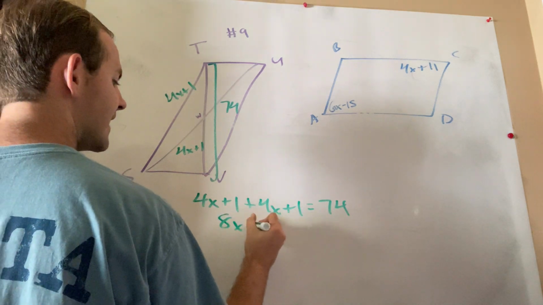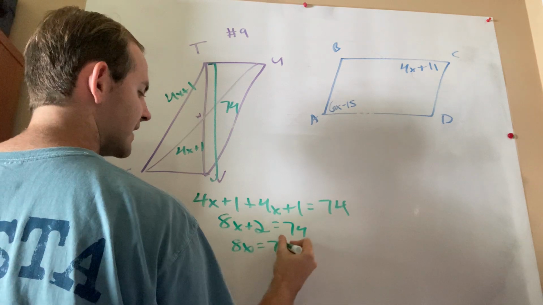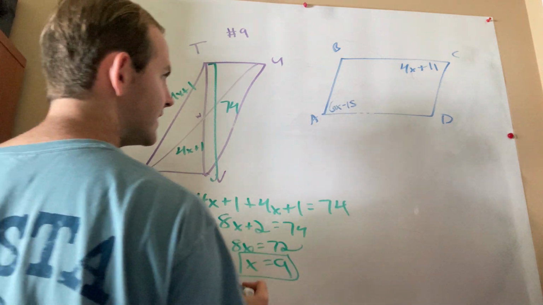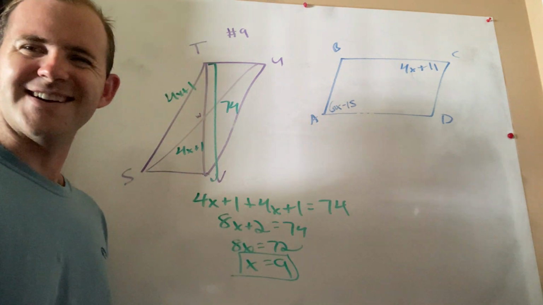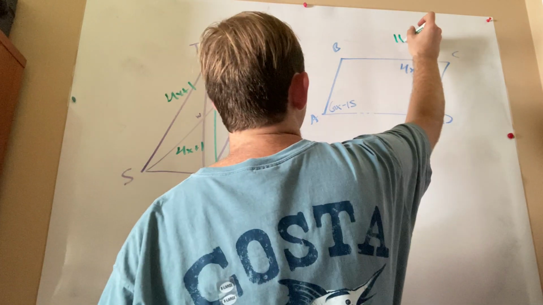Combine like terms to get 8x plus 2 equals 74. Subtract 2 from both sides to get 8x equals 72. Divide by 8, and I get x equals 9. Bam. Done. Let's move on now to example number 11.